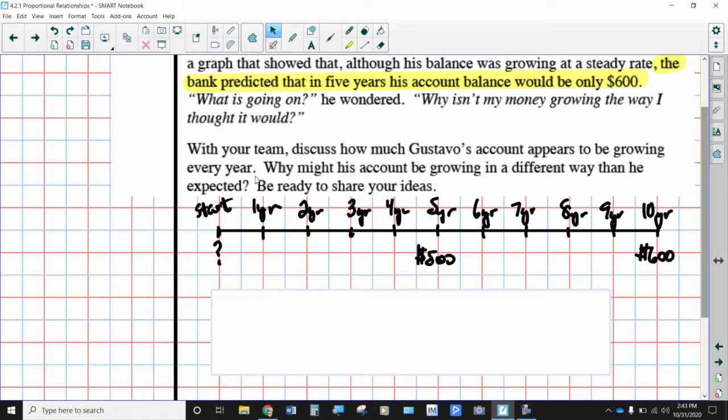How does it appear to be growing per year, and why might this account be growing in a different way than he had expected? Go ahead and pause and take a few minutes to write this down, fill it in, and then write a little response.